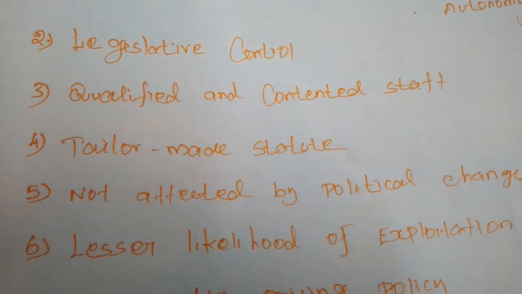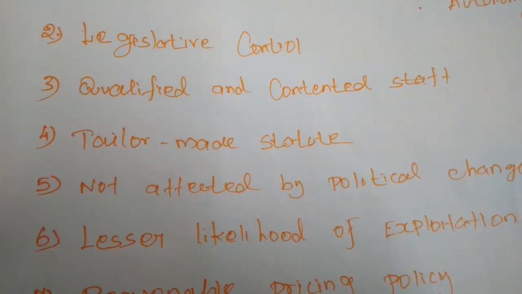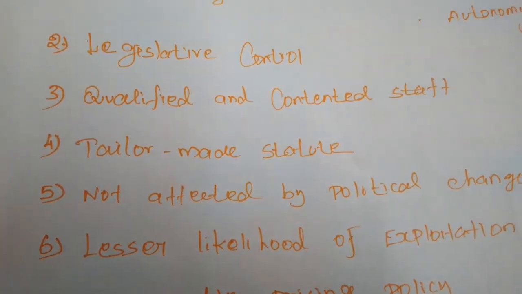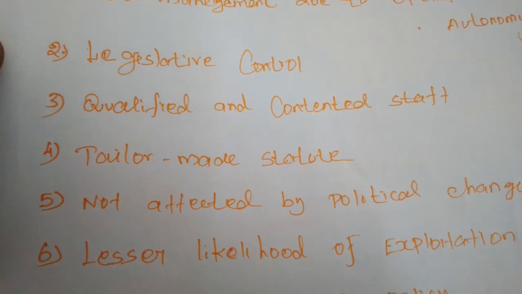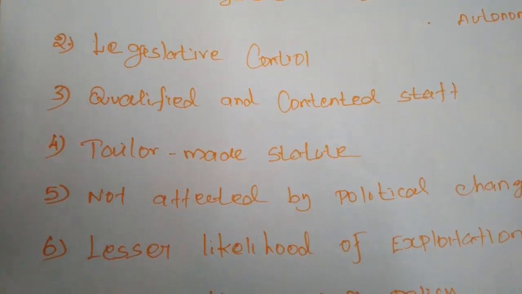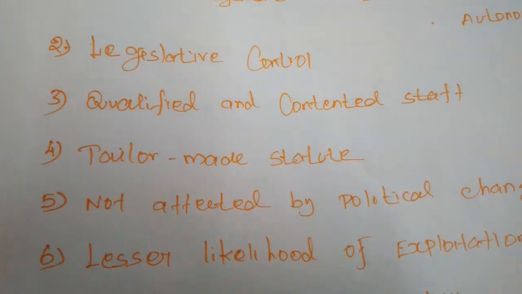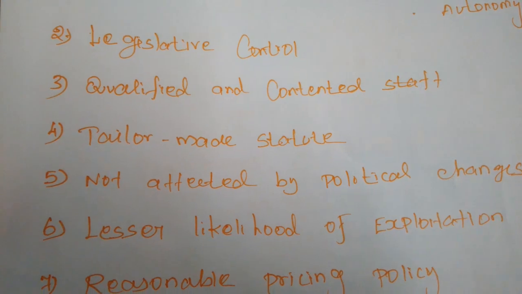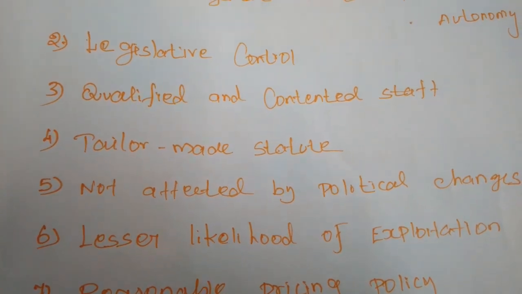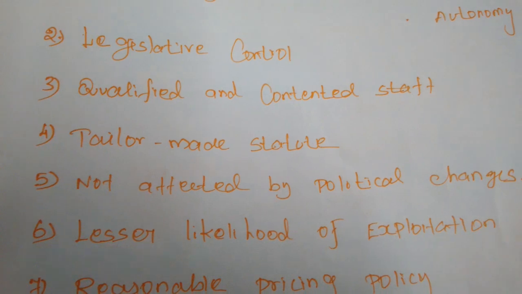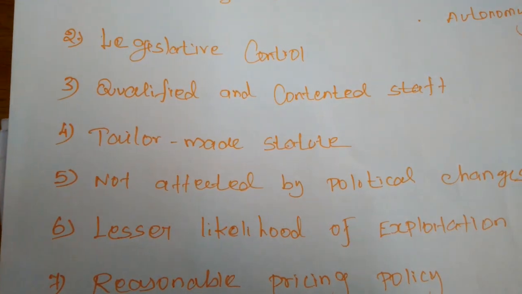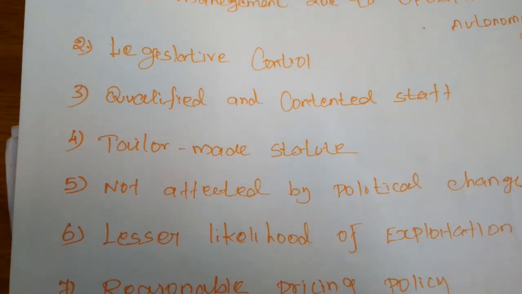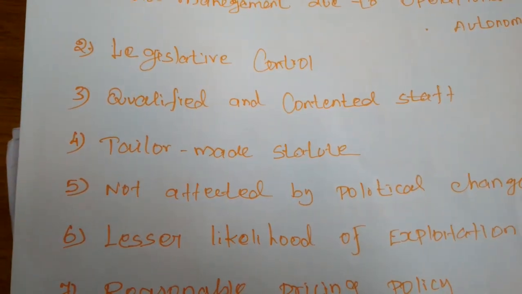Next, qualified and contented staff. The public corporation offers attractive service conditions to its staff. All the workers will do their work without any trouble, and whenever they put in more effort to improve the corporation, they will get good remuneration. By getting good remuneration, they will have qualified staff. As such, it is able to attract qualified staff. Because of qualified and contented staff, industrial relations problems are not much severe.